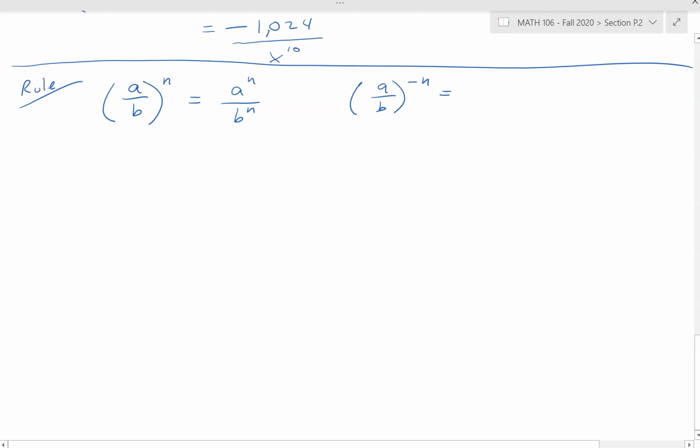Wouldn't it just flip where the a and the b are in the solution to the previous example? This would just be, here, I'll write it all out: a to the negative n over b to the negative n. But what do you do to get rid of those negative exponents? You flip them. So the b to the n is going to be on the numerator, and the a to the n will be in the denominator.